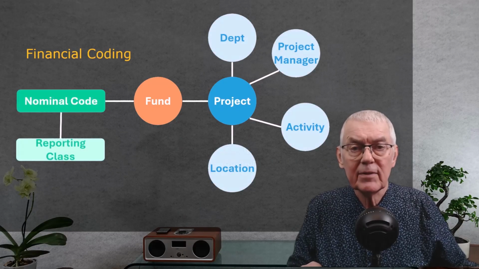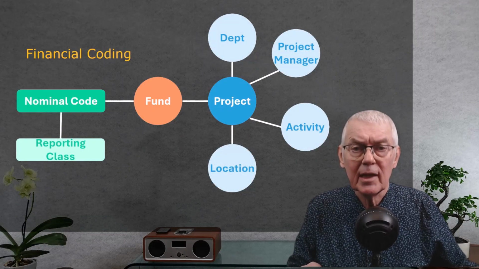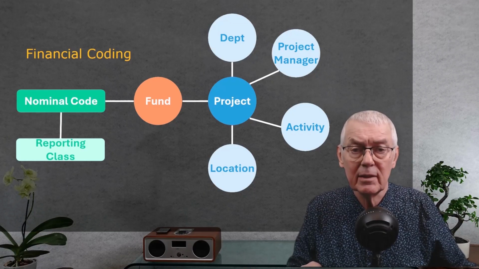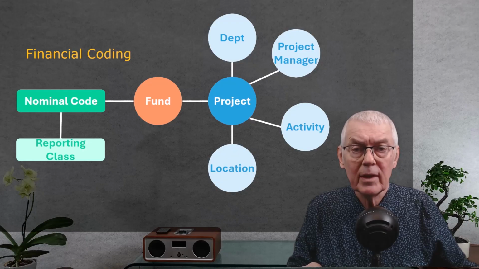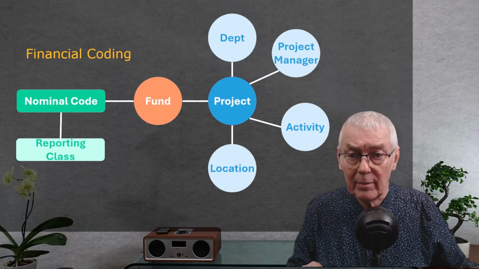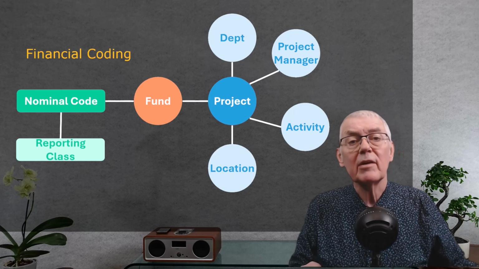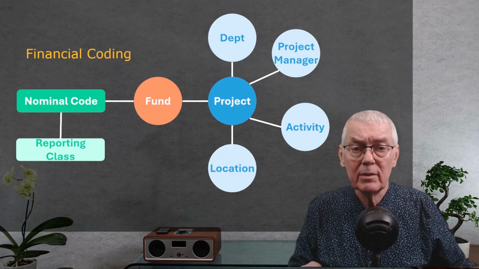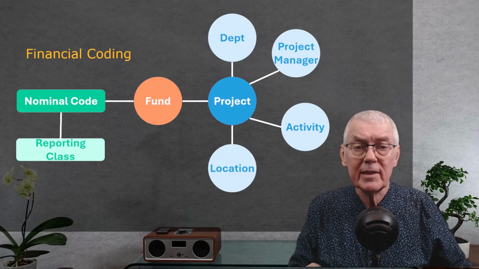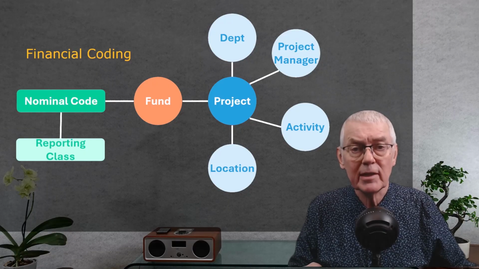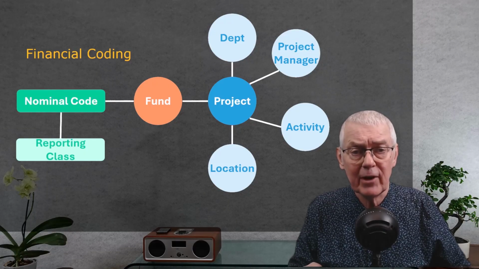Now, as well as satisfying the SORP, the reporting classes allow you to group information according to your internal management needs. Furthermore, the project can be linked to other analysis codes, so the project can be associated with a department, a PM, one of the charity's activities, as defined in the trustees report, and a location. So you don't need to key these in every time. They're recorded automatically from the project analysis code itself. Clever, eh?